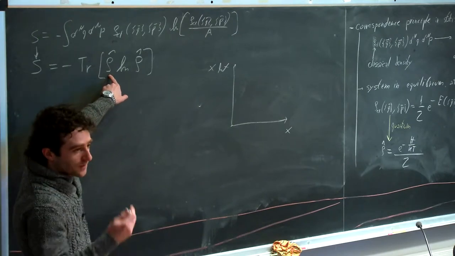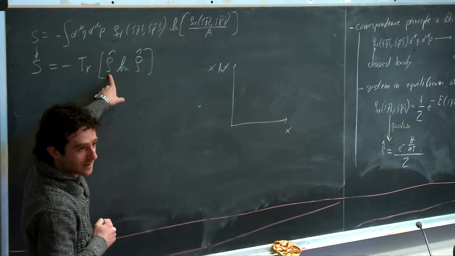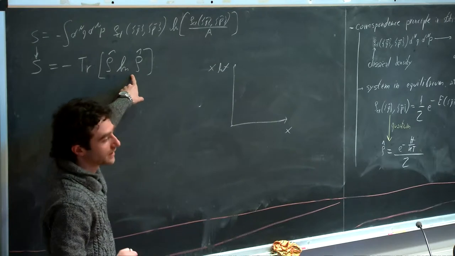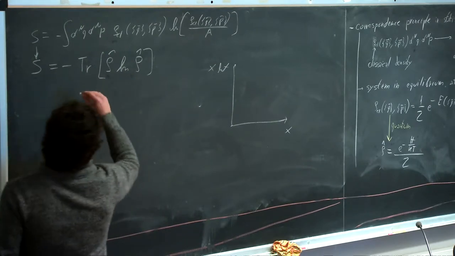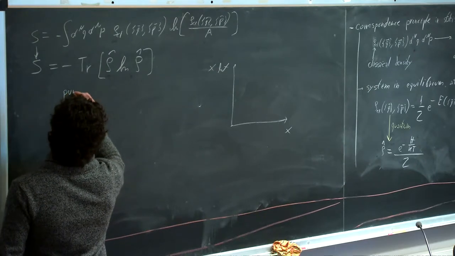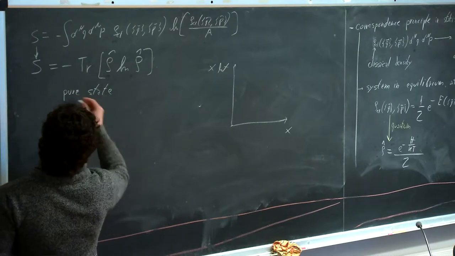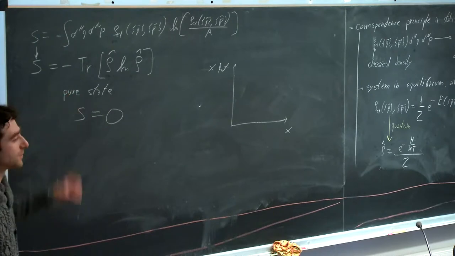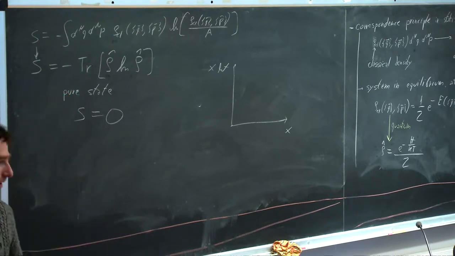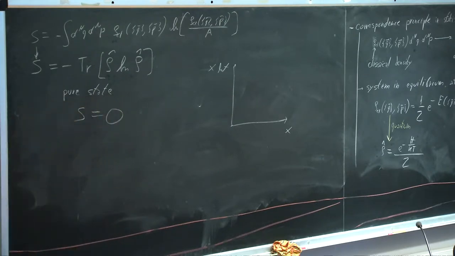And moreover, if you consider the contribution from the eigenvalue equal to one, then this expression is equal to zero because of the logarithm. Logarithm of one is equal to zero. So you find that if you have a pure state, then the entropy of the total state is equal to zero. This is the third principle of thermodynamics. Okay? You have zero entropy.